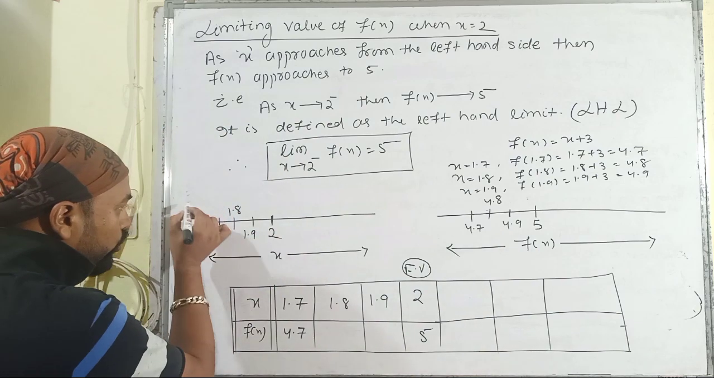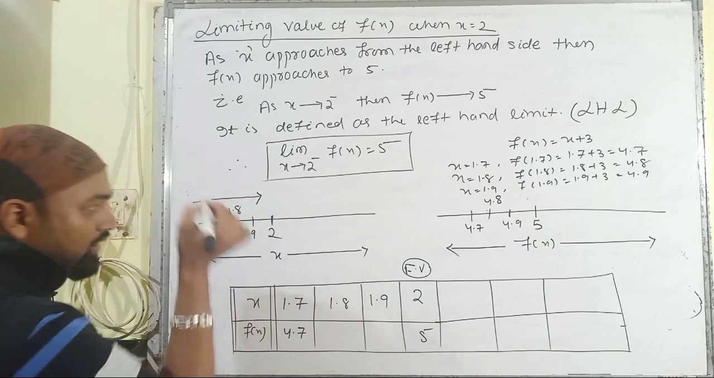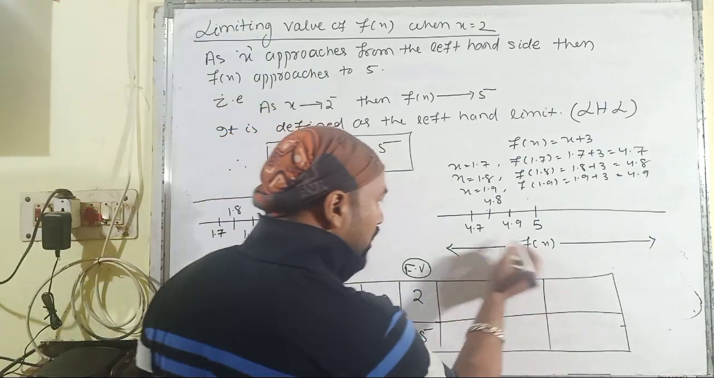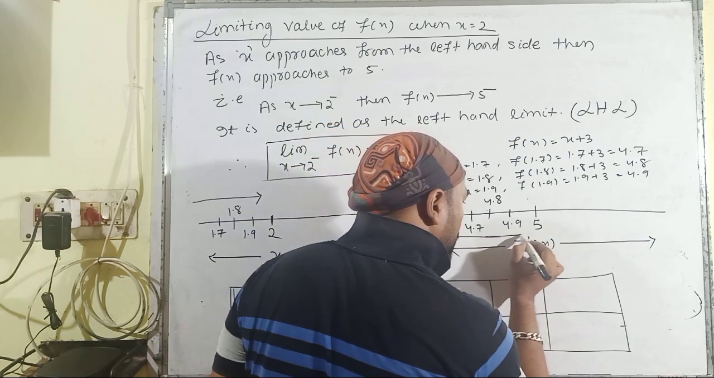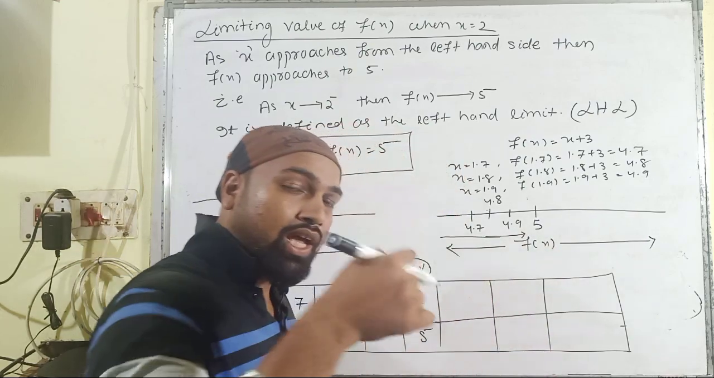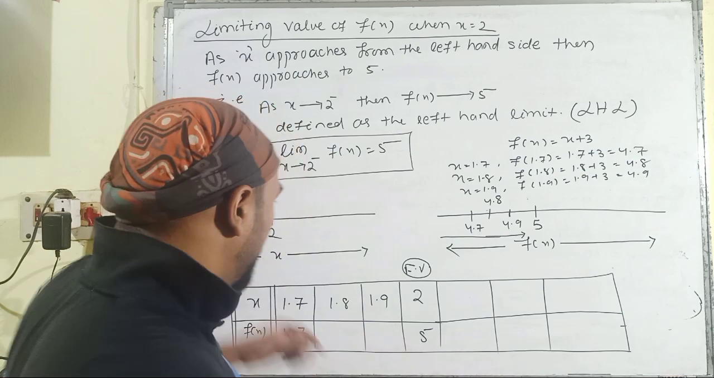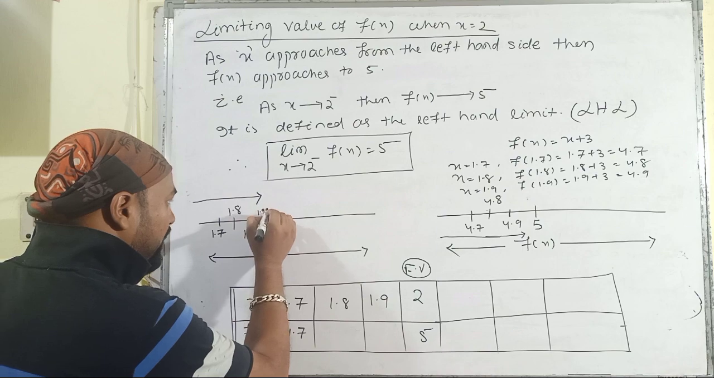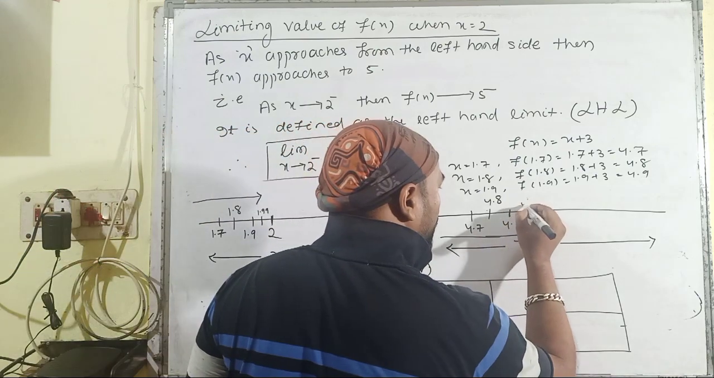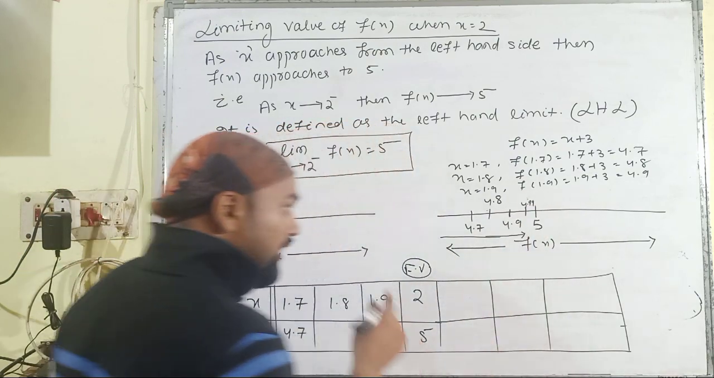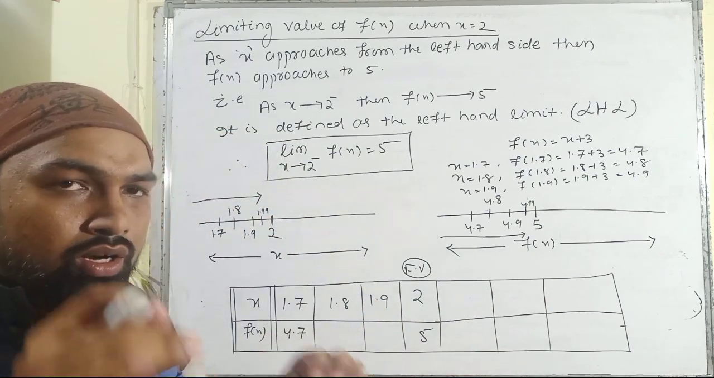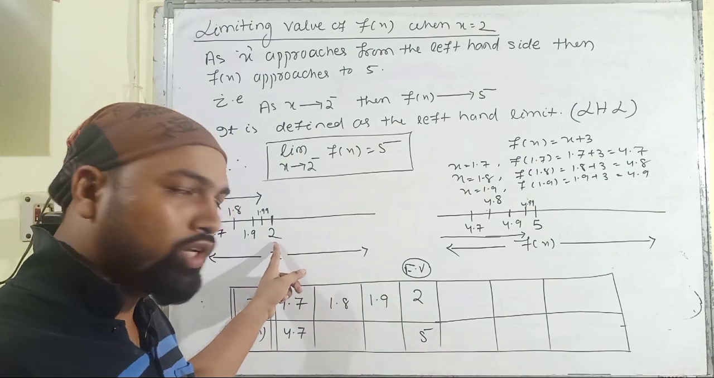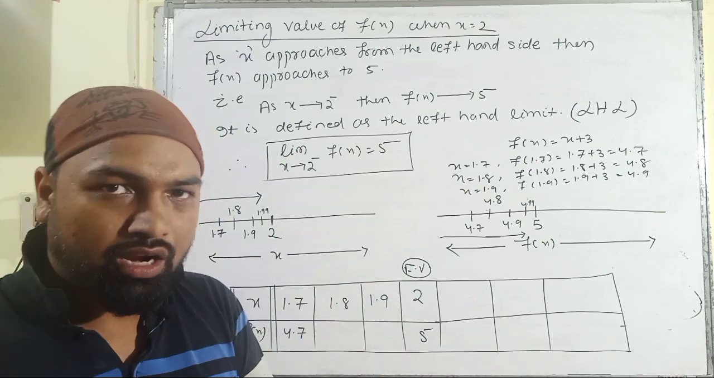Whenever x approaches 2 from the left hand side, very near to 2, we are getting the result that f of x approaches the value 5. Very near to 5, not equal to 5. Suppose we put x as 1.99, then you will get 4.99. In the limiting value, we cannot put the direct value 2 here, because 2 is the functional value. Whenever we put 2 here, that will be converted into the functional value.